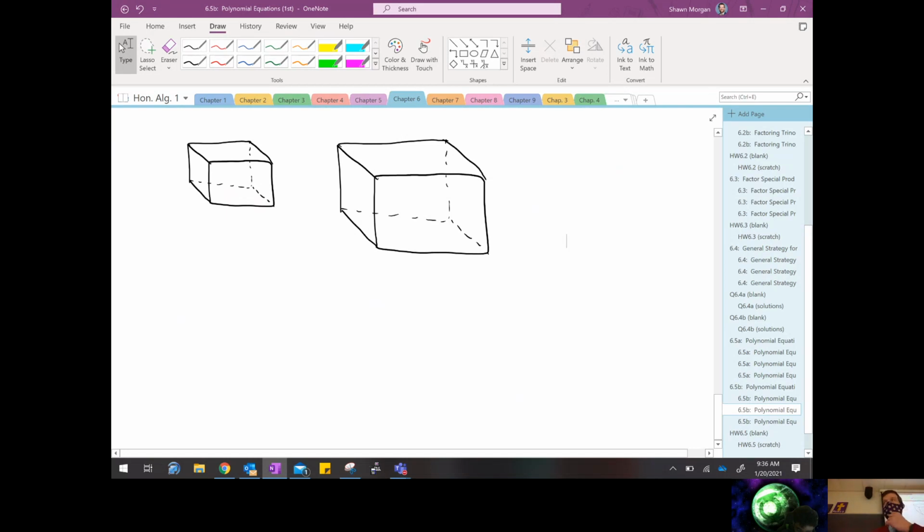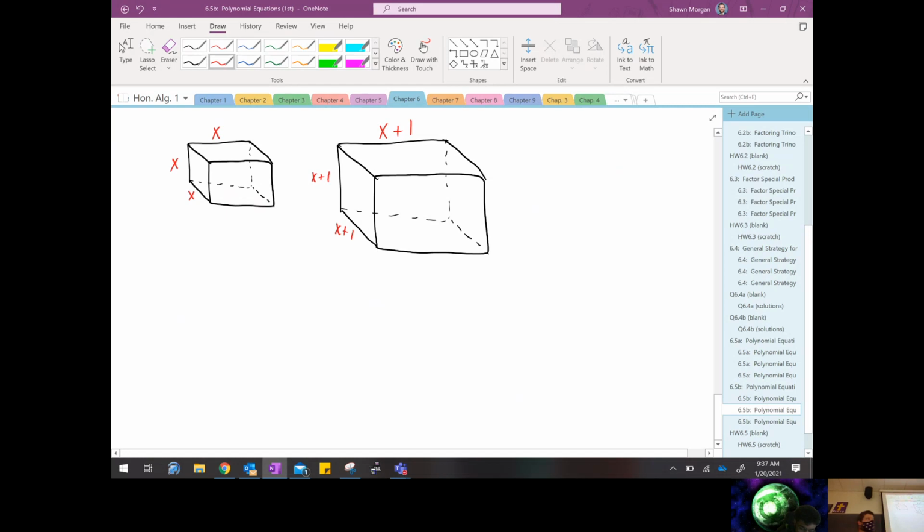Now, there's also a discrepancy between their lengths. This first cube, if it has a side of length x, the other one has a side of length x plus 1. In other words, it's 1 unit larger on all 3 sides. If the left side here is x, then the left side here is x plus 1. If this length coming out of the screen is x, then this length is x plus 1.